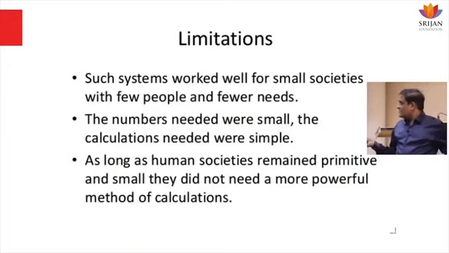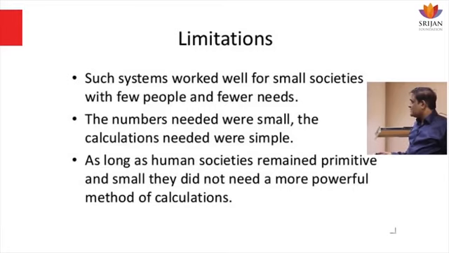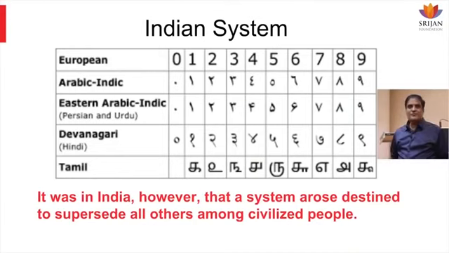All these people, you see, they are all small societies, very few people, fewer needs, the numbers needed were small, the calculations needed were simple. As long as humans remain primitive, they can manage with this. At a time, probably nobody kills 60 animals, it may not be required. So 60 itself they can do most of the transactions and day-to-day activities with. They don't talk about any big numbers beyond this. Okay, so we come to India.